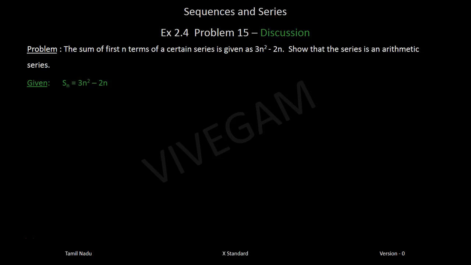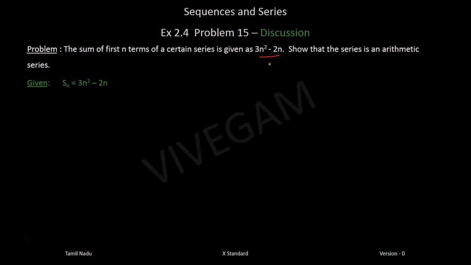Okay, so what is given? Sn is given as 3n square minus 2n. The sum of the first n terms of a certain series is given by 3n square minus 2n. They have given a generic equation itself. So if you put n equal to 1, you will get s1. If you put n equal to 2, you will get s2, that is the sum of the two terms. If you put n equal to 3, that is s3, you will get the sum of 3 terms.